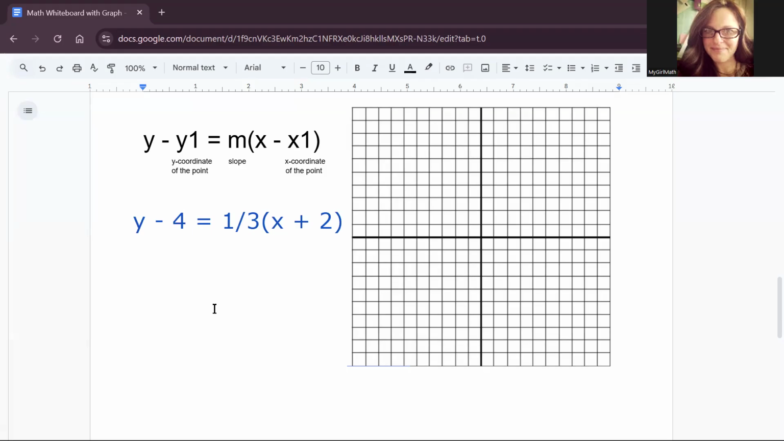All right, let's start by identifying the slope of this line in point-slope form. In point-slope form, the slope m is the number to the left of the parentheses. Our slope is 1/3.